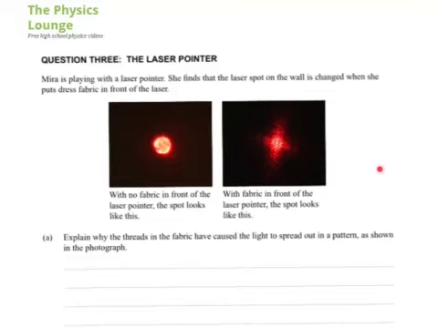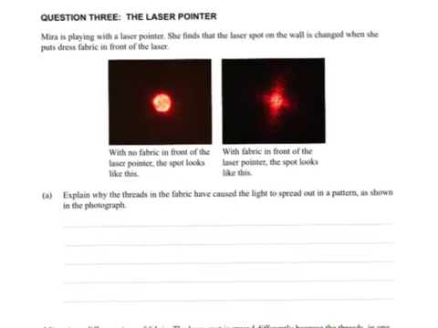Explain why the threads in the fabric have caused the light to spread out in a pattern as shown in the photograph. So here's my laser pointer here. It's shifted sideways, causing a sort of cross effect from the original. So we're explaining why that has occurred in that pattern. You could get into a heap of detail, but the marking schedule labels this as a merit level question, and from that, I wouldn't get into too much detail.